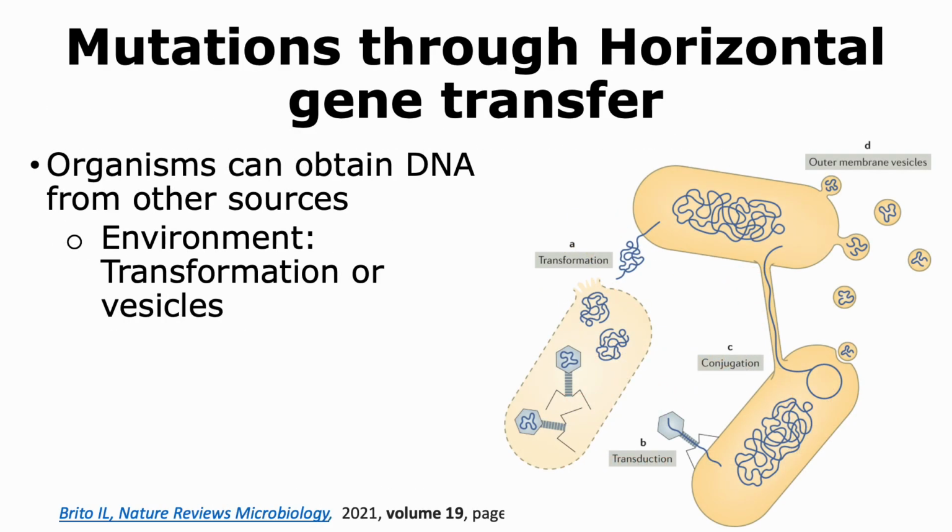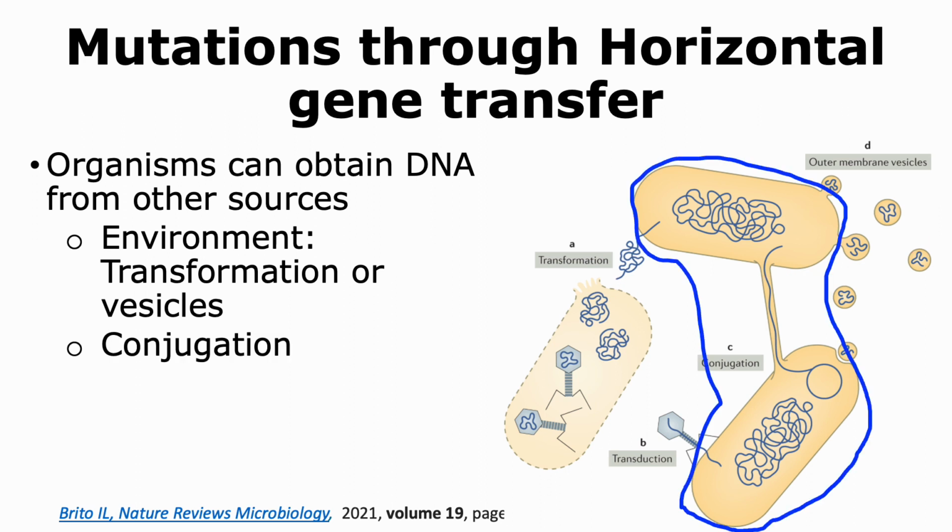Mutations, or changes in the genetic content of an organism, can also occur through horizontal gene transfer, where genetic information or DNA is obtained either from the environment or from other organisms. In many prokaryotic organisms, we are able to see the bacteria or archaea obtain DNA from the environment through the process of transformation or through outer membrane vesicles.